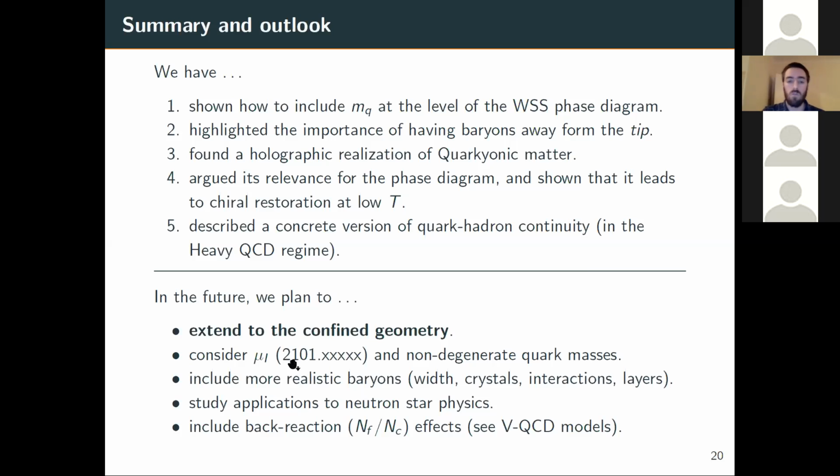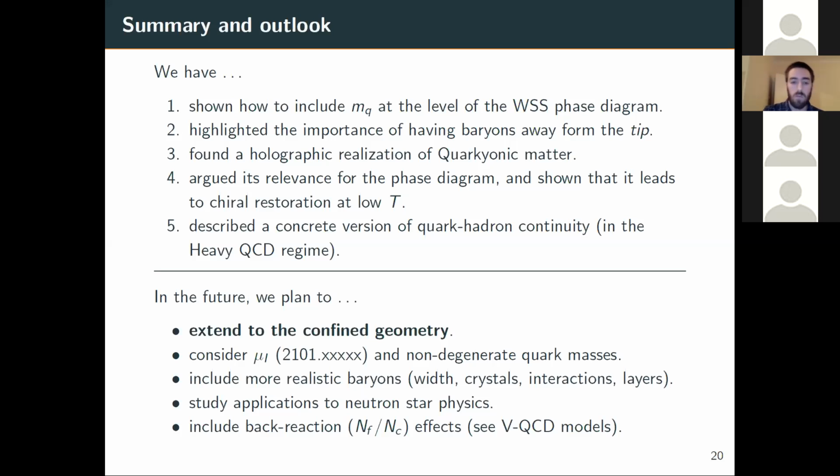One is to include isospin asymmetric matter, which is important if you want to describe neutron stars, because neutron stars are not neutron and proton stars. And also to include non-degenerate quark masses. I want to include more realistic baryons. Again, take the full instantons, which in some cases we did, but not all of them, with maybe crystals and non-homogeneous configurations, to include interactions, which we already know how to do in some cases, to include more layers.